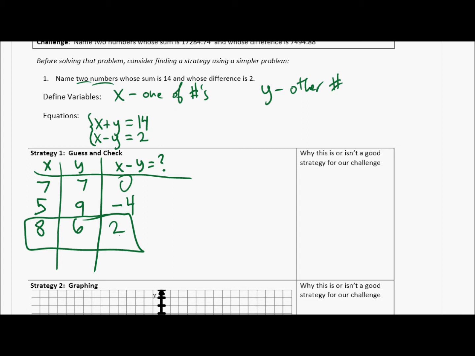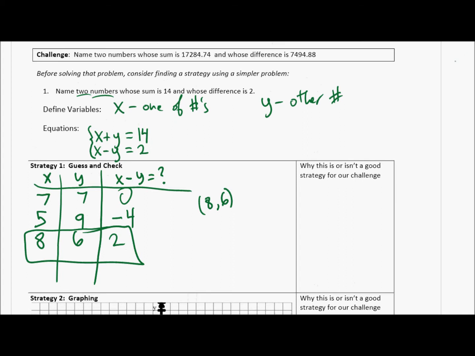So I found the solution. The solution is 8 and 6. Now, the big question though is, would this be a good strategy for our challenge? And I hope you can agree with me that, my goodness, this would be very, very difficult using these numbers. It wasn't so hard with 14 and 2, but I think it would take a great many guesses using these two numbers for the sum and the difference.